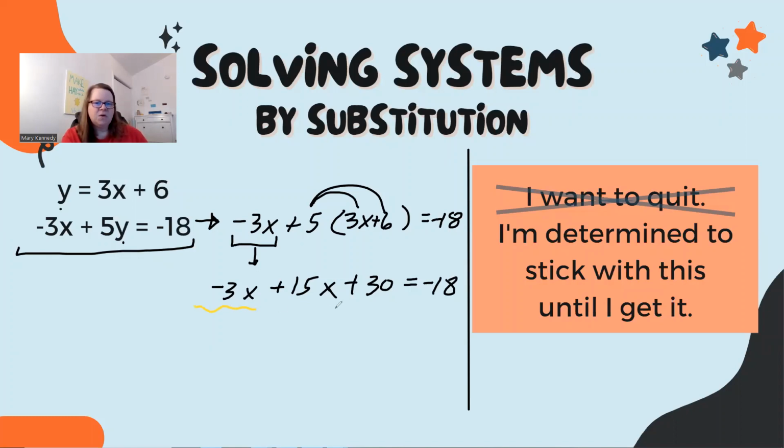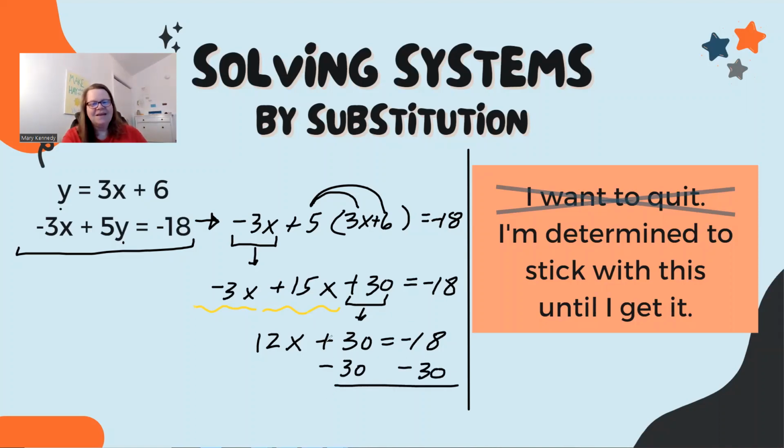Okay, let's look for like terms. We have an x term here and an x term here. Those would combine to be what? 15 minus 3 is 12, so 12x. 30 doesn't have anything to combine with, so I'll just bring it down. Plus 30 equals negative 18. All right. Now I'm getting closer and closer to x equals. Now I need to subtract 30 from both sides. 30 minus 30 is 0, so I'm just left with this 12x. I'll write it down. Negative 18 minus 30 is negative 48.